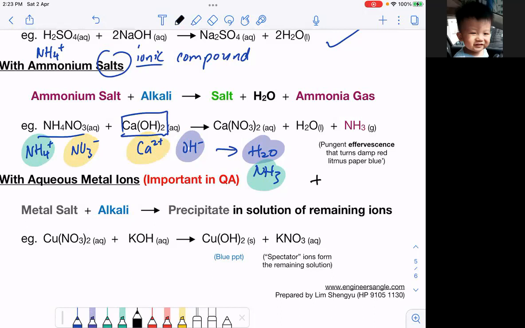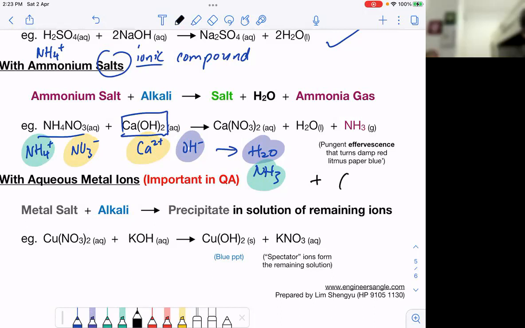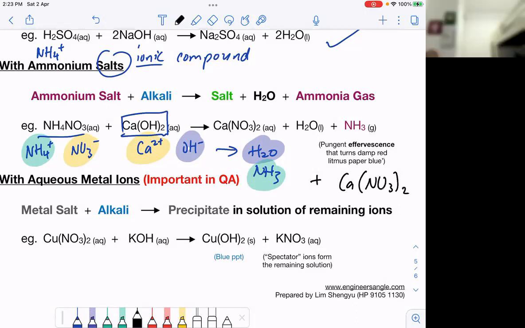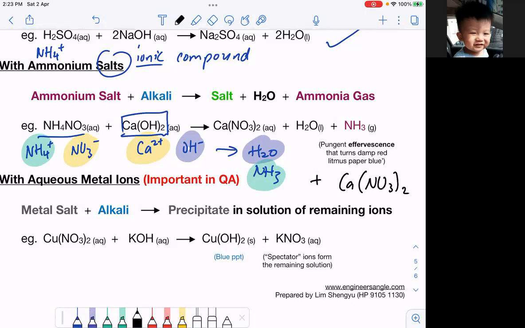They already said calcium nitrate already. You just need to crisscross carefully. Ca(NO3)2, Ca bracket NO3, 2. Is this what you're trying to say? No. Very good. This is the hardest, in my opinion. This equation is the hardest. This reaction, alkaline plus ammonium salt, is the hardest.